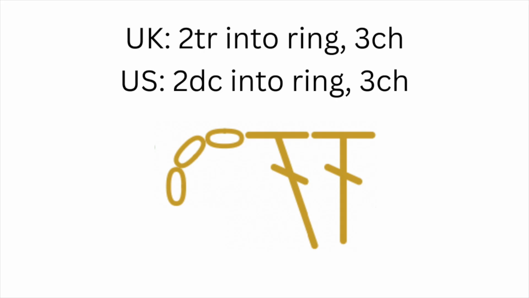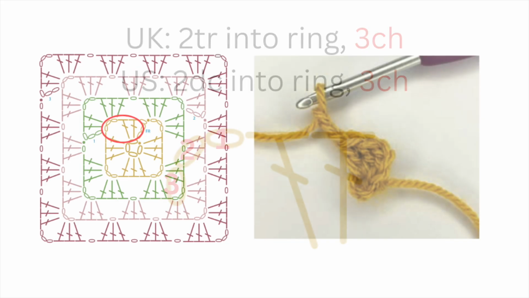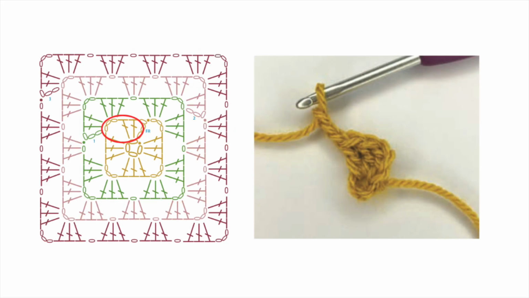So again, the 2 treble in this order, number 1 and number 2, and then the 3 chain, in this order 1, 2 and 3. So if we look at the photograph here, you can see the correlation, can't you, between what you've actually worked in reality and what it looks like on the chart. That's what's so helpful. They are very, as I said at the beginning, very pictorial.